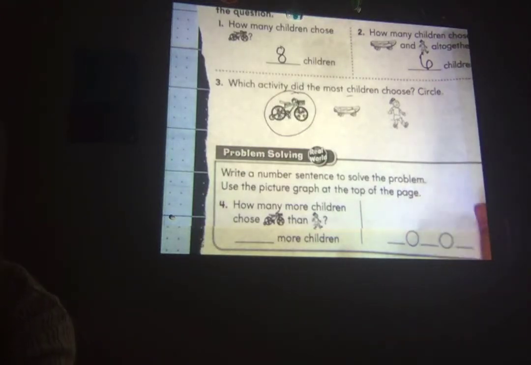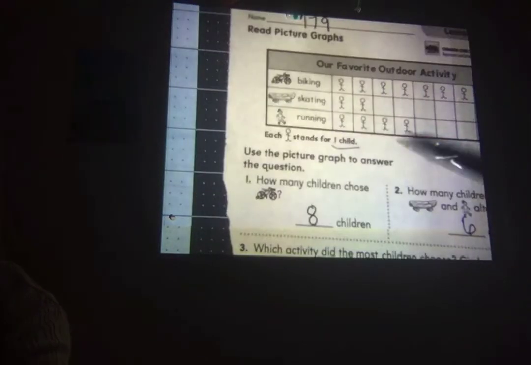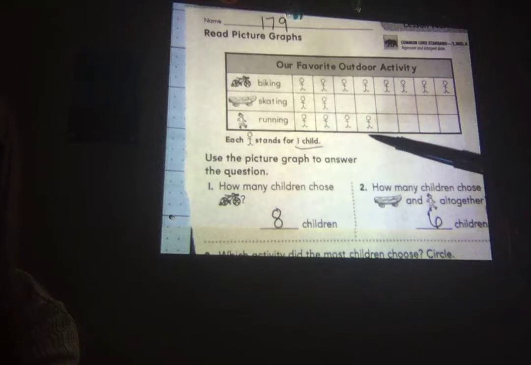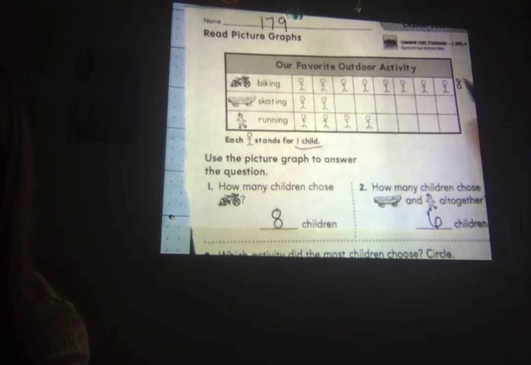Okay, so I'll give you a little bit of a hint. We have 8 kids that chose biking and 4 kids that chose running. 8 and 4. I'll even write it on the side so you can remember 8 and 4. So it's asking you how many more chose biking than running. How many more is 8 than 4?